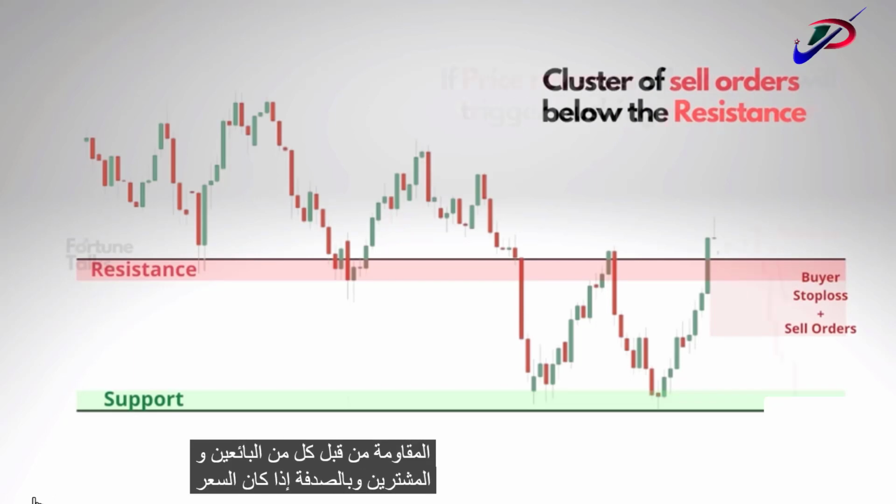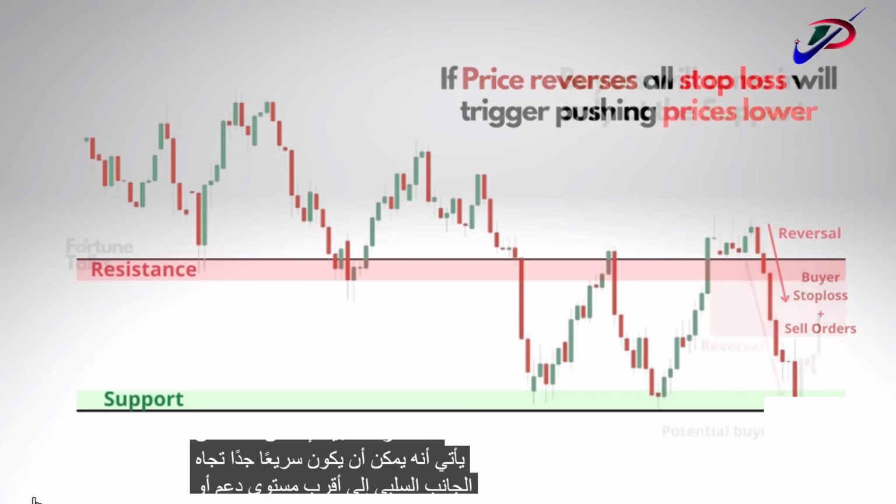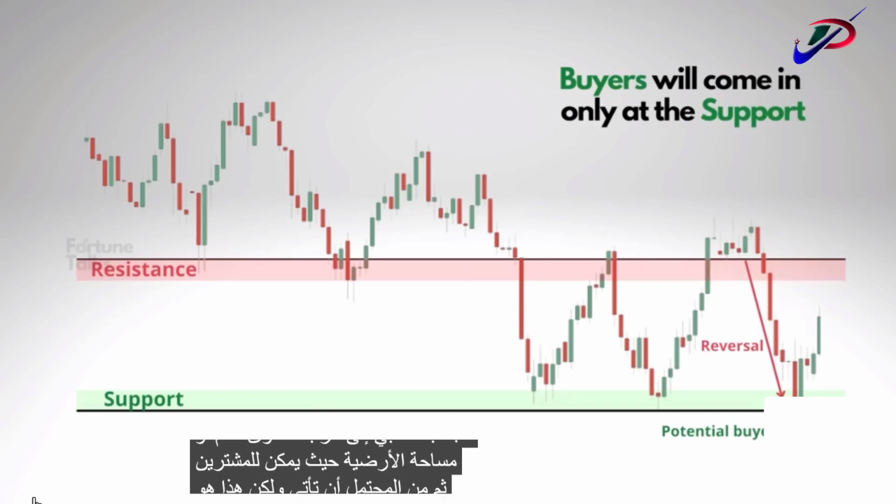And by some chance, if the price manages to reverse, all of these stop losses would be triggered, which will induce further selling in the market, and the market will reverse even lower. And there is a good chance if the reversal comes, it can be very swift towards the downside to the nearest support level or the floor area where the buyers could then potentially come in.